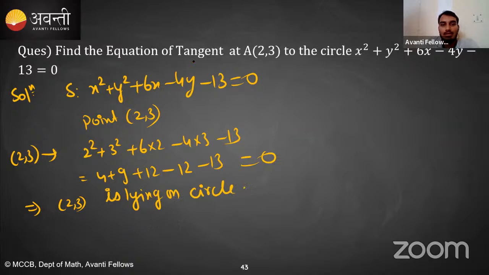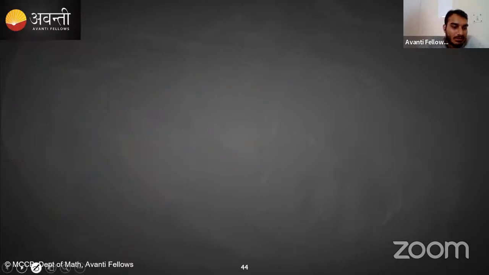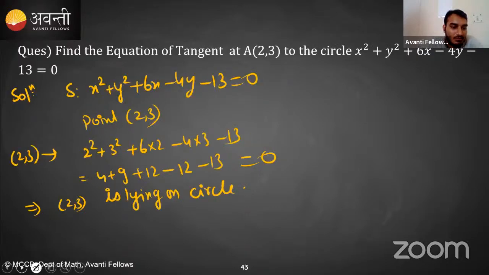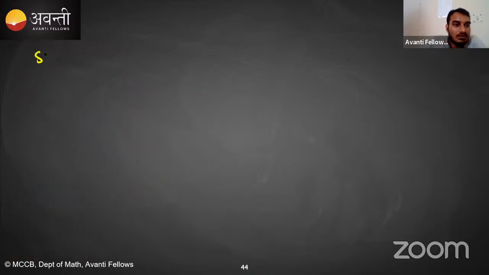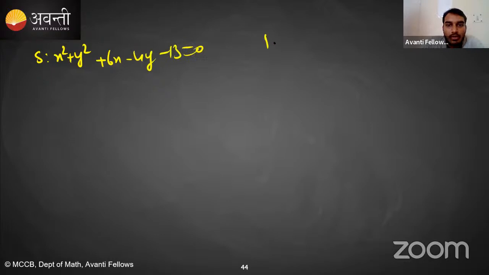Is that clear? If the point is lying on the circle, then we can easily get the equation of tangent. Yes or no? So what was the circle? The circle was x square plus y square plus 6x minus 4y minus 13 equal to 0, and point A was 2 comma 3.